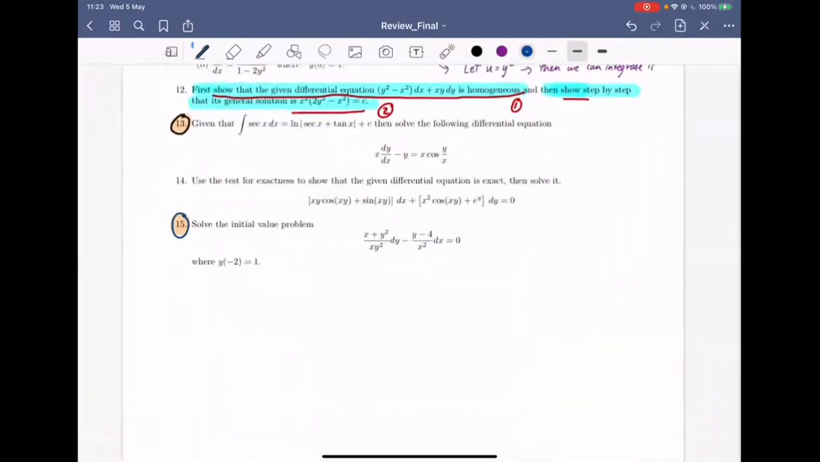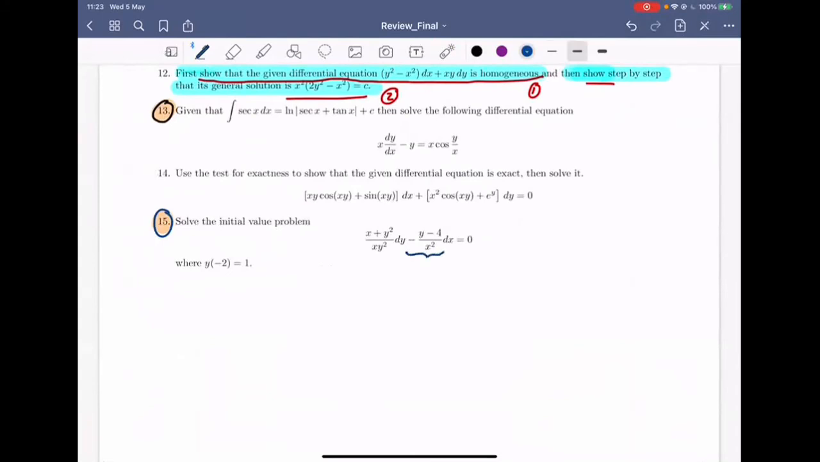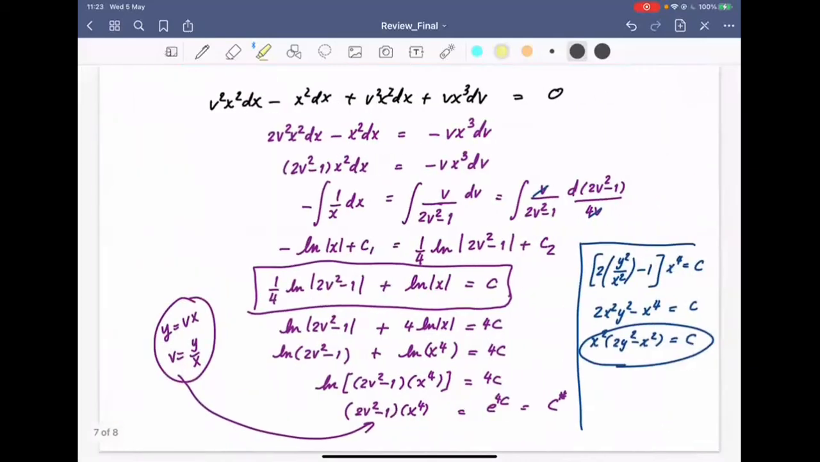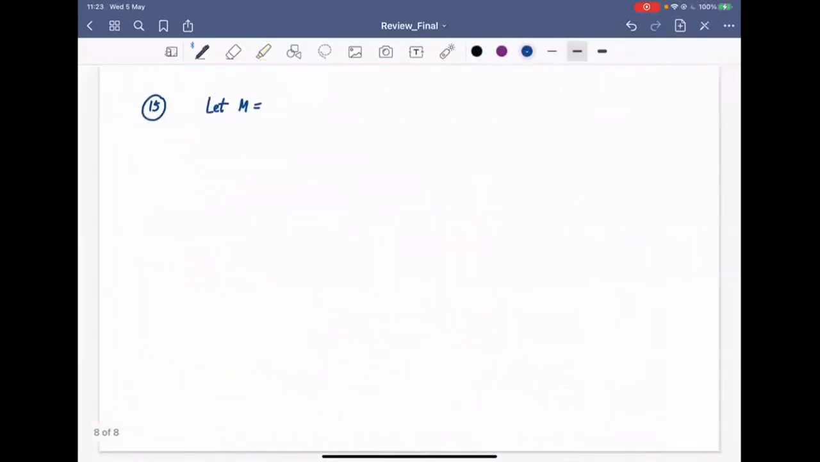I think I need to carry the negative sign too, because this is the term that goes with dx and this one goes with dy. I have the yellow one here. So I'm gonna copy that to M and N. So M is negative y minus 4 over x squared, and N is x plus y squared over xy squared. Okay, this is from the question.